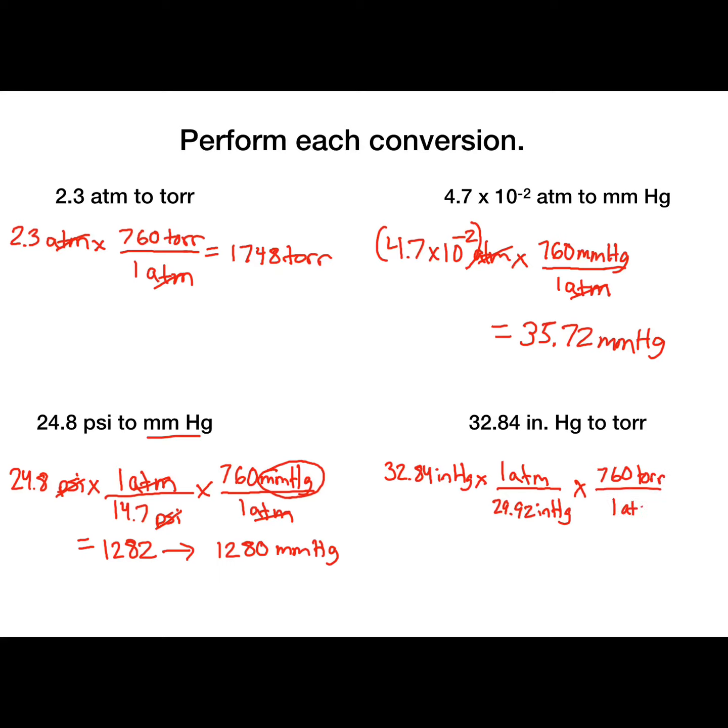And just to verify, all of our units are going to cancel out, except for our torr, which is what is asking for. So 32.84 times 760 divided by our 29.92. Now it's in 4 sig figs, so our answer is going to be 834.2 torr.